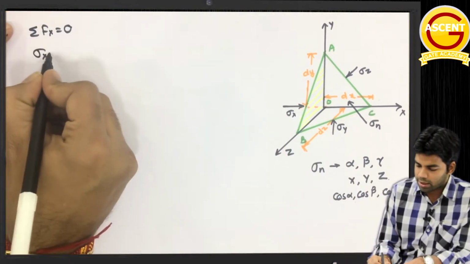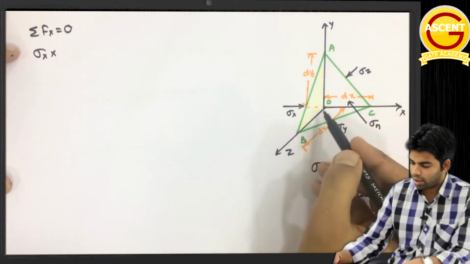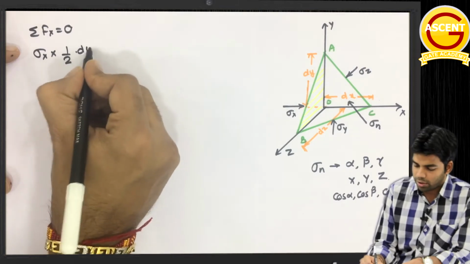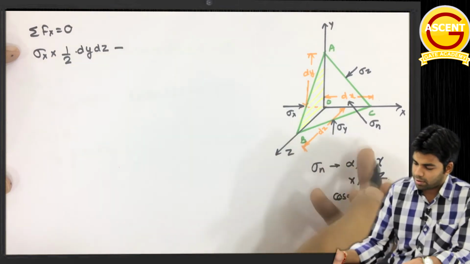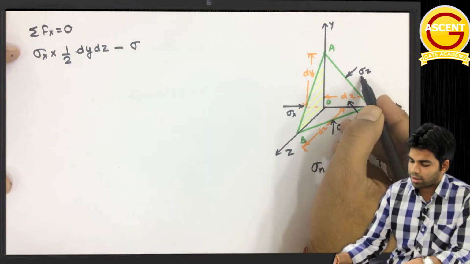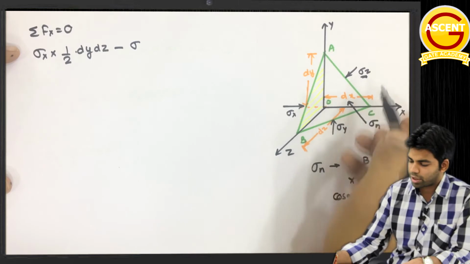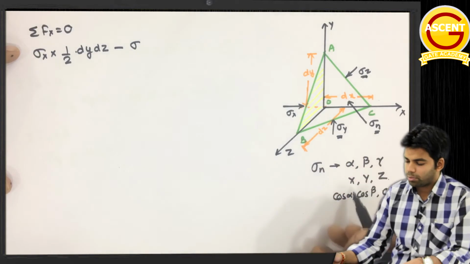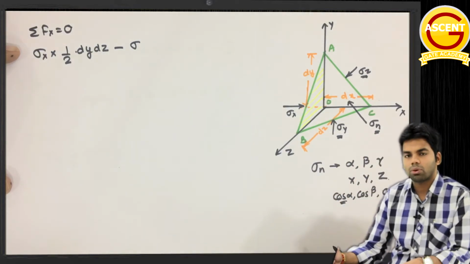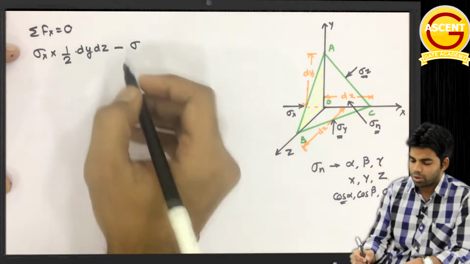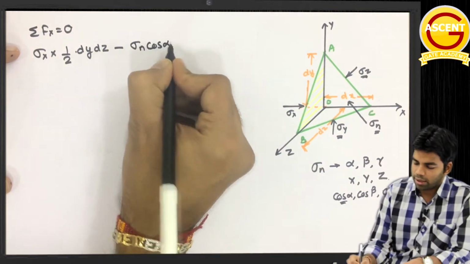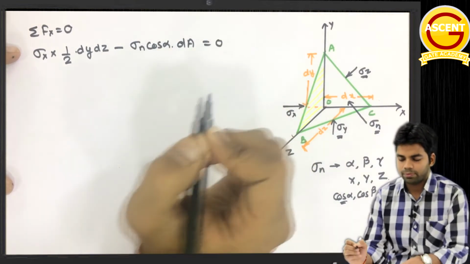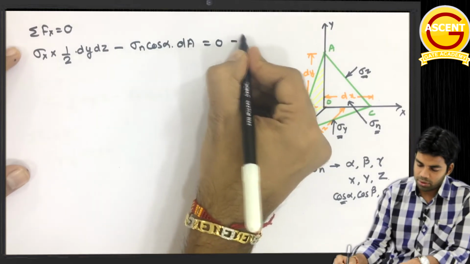So this will be sigma x into this area, the shaded area AOB, which is nothing but half into dy into dz, minus sigma n. Now sigma z will have no component in x direction, sigma y will also have no component in x direction, only the sigma n will have a component, and the component, as I told you, will be equal to sigma n into cos alpha into the area. So this will be sigma n cos alpha into the area of ABC, suppose dA, into dA, this should be equal to 0. Getting this one? Suppose this is equation number 1.